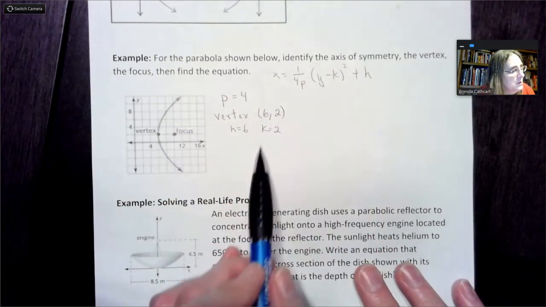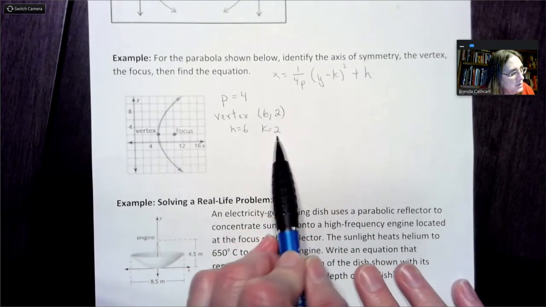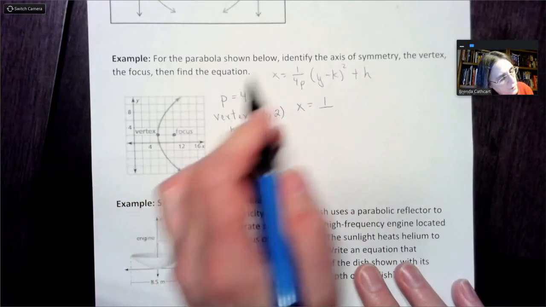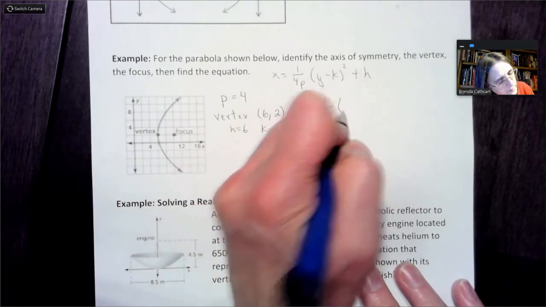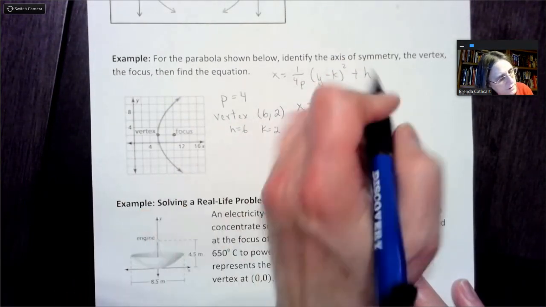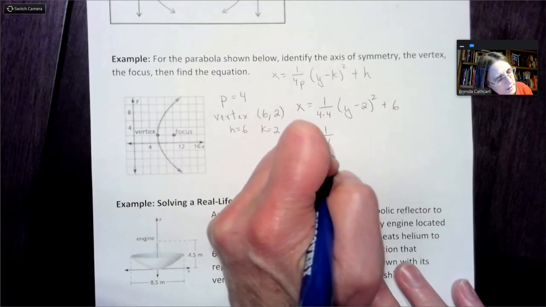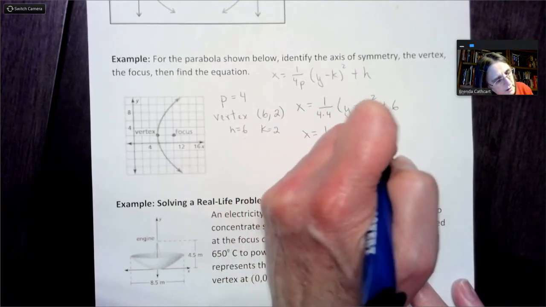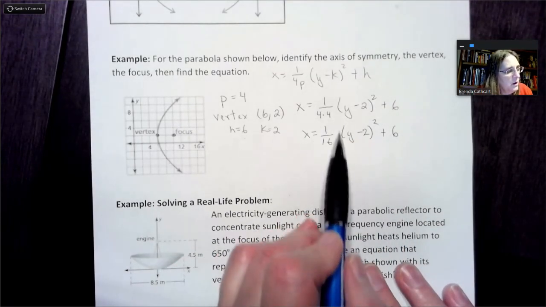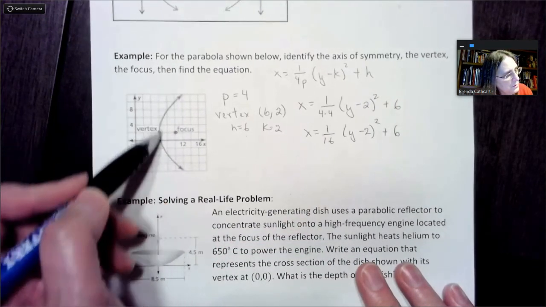Since it's an x equals, we have the y minus k. The term that is translated up is our k, which is 2. So let's plug in some numbers. We have x equals 1 over 4p, so 1 over 4 times 4, y minus k, our k is 2, quantity squared, plus our value for h of 6. So we get x equals 1/16 y minus 2 squared plus 6. Vertex 6, 2, and it opens wide, 1/16, and it's opening to the right.